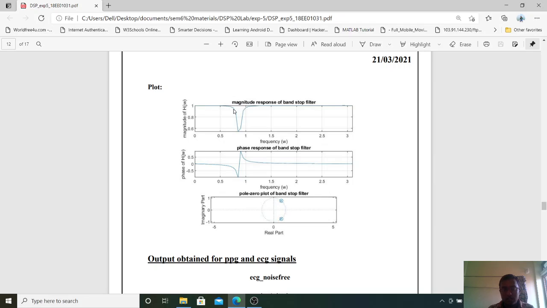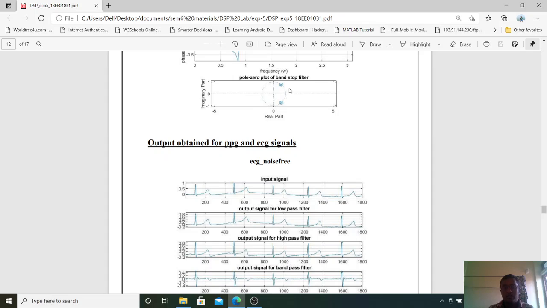Here we can clearly see that it is attenuating some given frequency range and allowing frequencies greater than that and less than this. It is allowing them as they are, because the magnitude response is 1, and this is the phase response. And here again, as it is a second order filter, we have 2 poles and 2 zeros, and they are also in conjugate pairs.